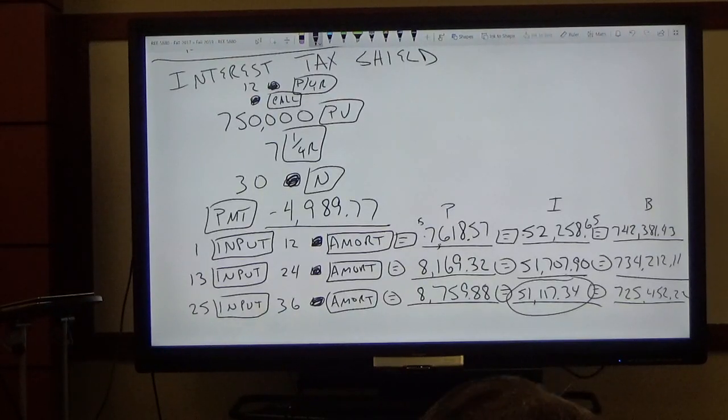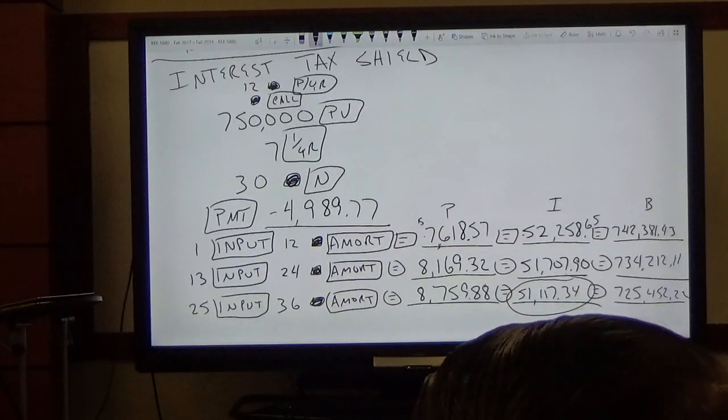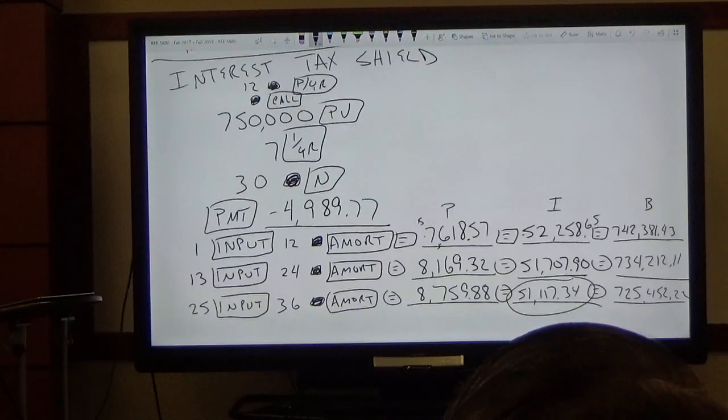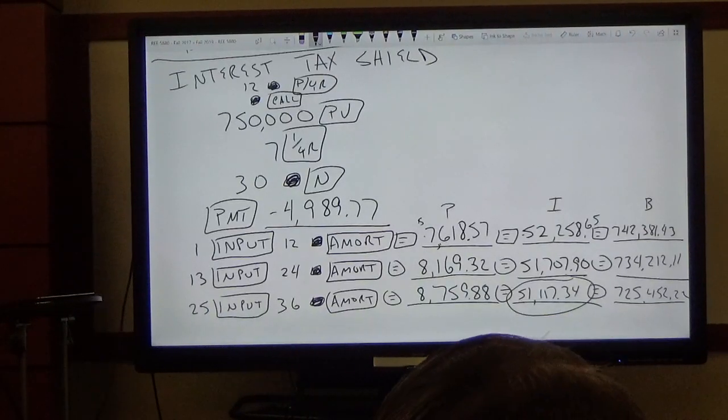51,117.34. If I were to ask you for the second year, it would be 51,707. If I were to ask you for the first year, 52,258.65. Make sense? Now, here's the thing, and we'll get into this in more detail in the investments course.